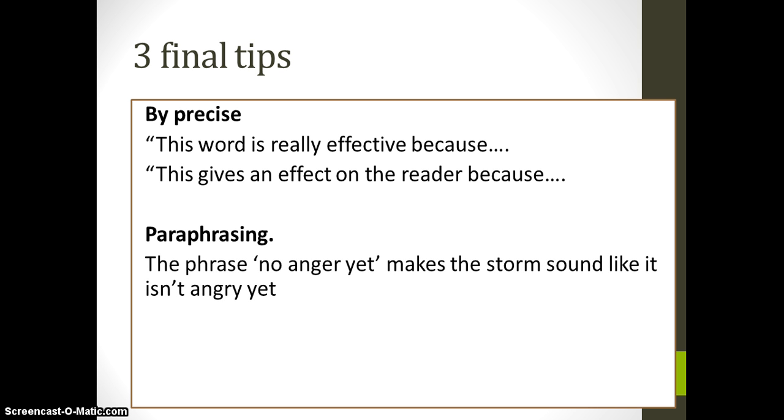Paraphrasing. Make sure that you're explaining quotes, not just rewording them in your own language. The phrase "no anger yet" makes the storm sound like it isn't angry yet. Well, you're not going to get many marks for that. You're not proving you understand the language. You're simply putting it into your own words.